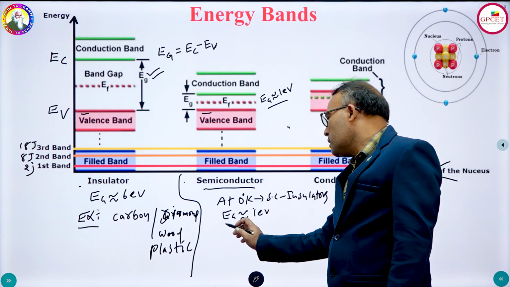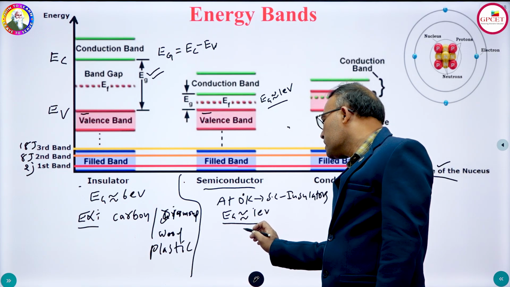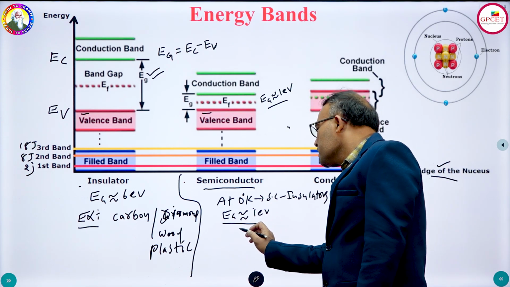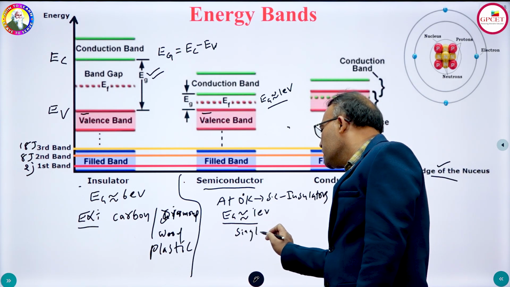There are basic examples of semiconductors like single crystal semiconductors and compound crystal semiconductors. Examples of single crystal semiconductors are silicon and germanium.